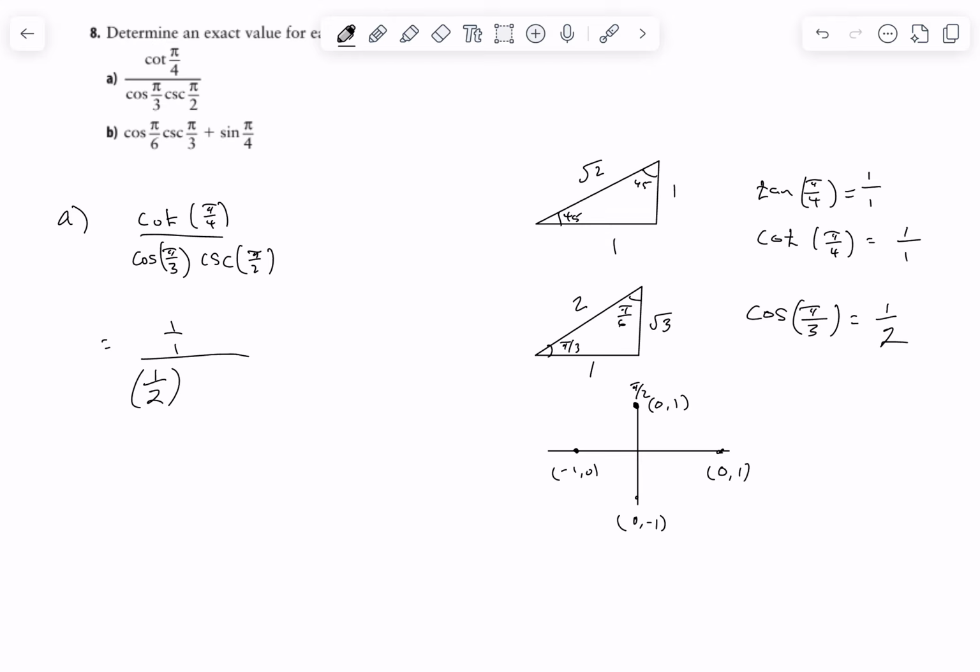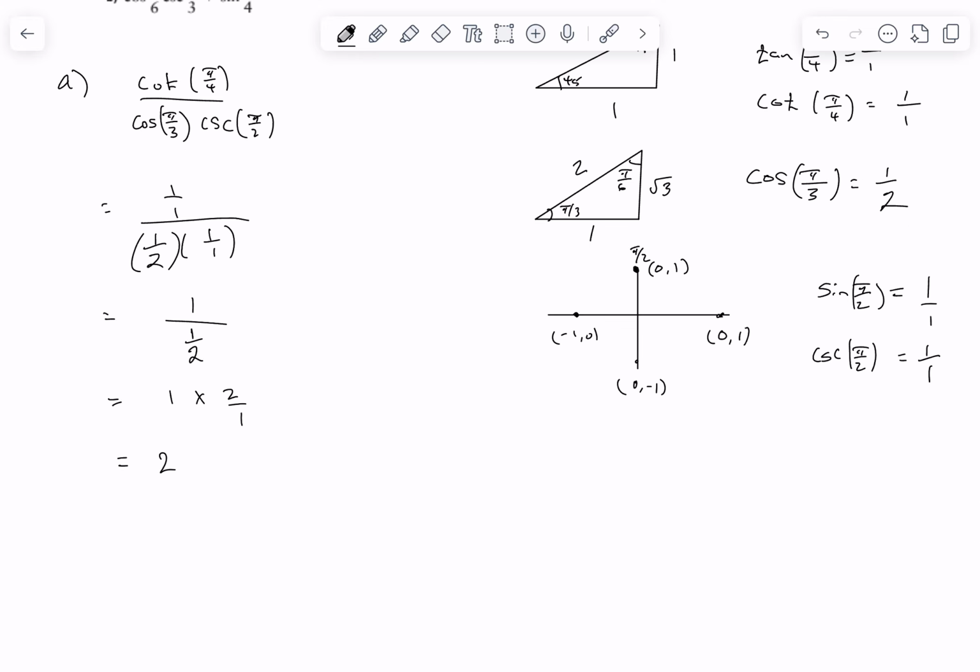And so when it asks for the cosecant of pi by 2, well, the sine of pi by 2 is going to equal 1. Okay, and again, the cosecant of pi by 2 then is going to be the inverse, which is 1 over 1 again. And so you essentially get this. Okay, we get 1 over 1/2. Okay, which if I bring up and multiply by the reciprocal, I get 1 times 2 over 1. And I essentially get 2 for this answer.